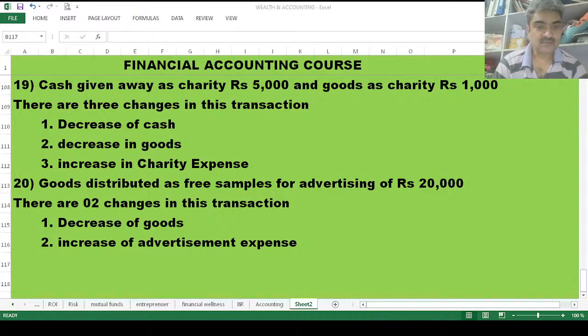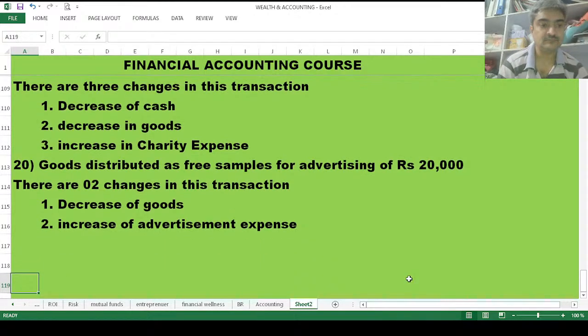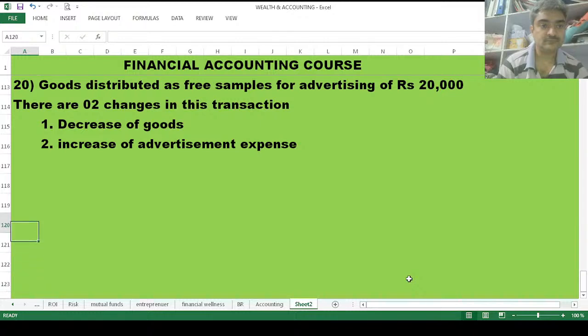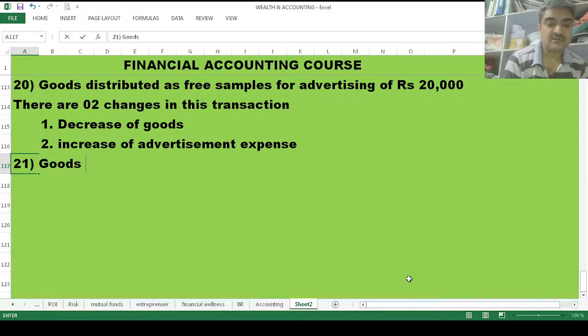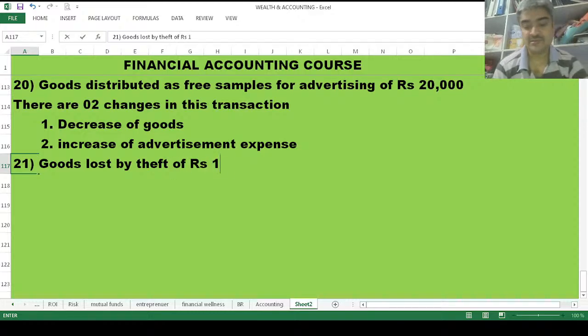The next transaction is transaction number 21, goods lost by theft of rupees 15,000.